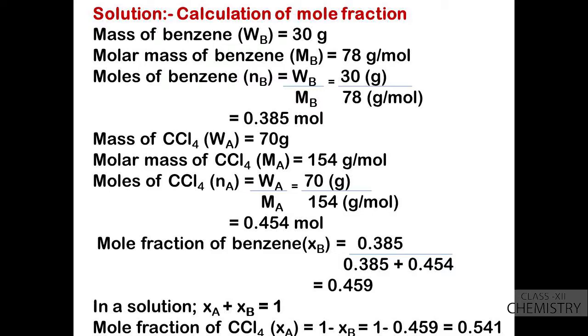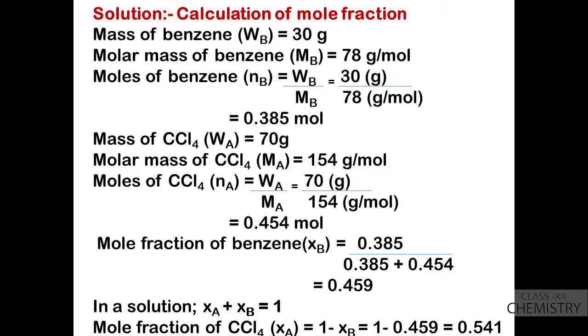The mass of carbon tetrachloride, here carbon tetrachloride is the solvent, so it is represented Wa, and the mass of carbon tetrachloride given in the numerical is 70 gram. Molar mass of carbon tetrachloride is calculated by adding all the atomic masses of the elements present in the formula of carbon tetrachloride, that is 154 gram per mole. Moles of carbon tetrachloride, that is Na, is equal to Wa divided by Ma, 70 divided by 154 gram per mole. After dividing this, we got the result 0.454 mole.